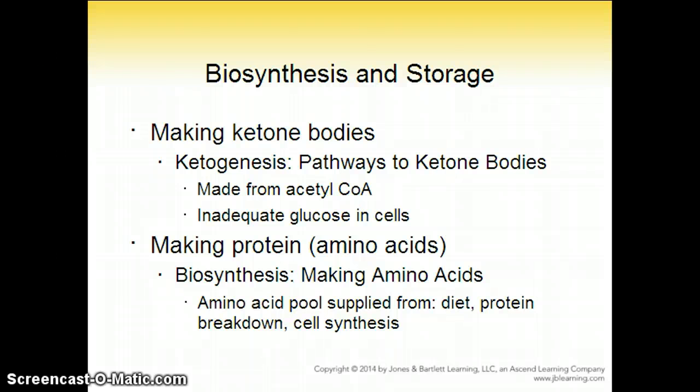Making protein, biosynthesis as far as making amino acids, your body rebuilds protein from a pool of amino acids in your cells. But how is that amino acid pool replenished? Your diet supplies some amino acids, the breakdown of body protein supplies some, and the cells make some. During protein synthesis, your cells can make dispensable amino acids and retrieve indispensable amino acids from the bloodstream.